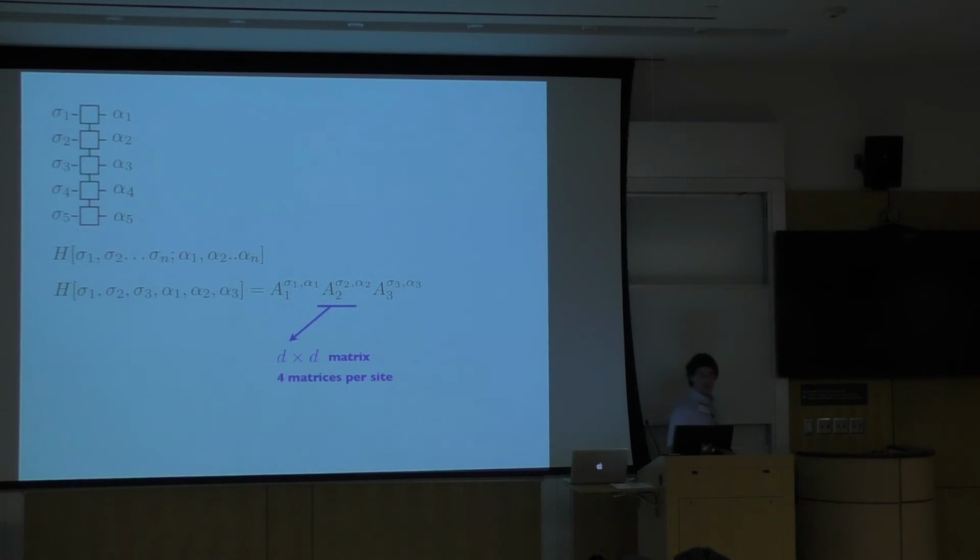OK, so how do I know this? I have to tell you one more sort of fact about matrix product things. So this is a matrix product operator. Instead of a matrix product state, which represents a vector, a matrix product operator represents like a Hamiltonian, a matrix, an operator, a unitary matrix. What is a Hamiltonian? It is something that eats a bra and a ket and spits out a number. So for each sigma 1 and alpha 1, there is a matrix. 4 matrices per site. It's a matrix product operator. Okay, good.